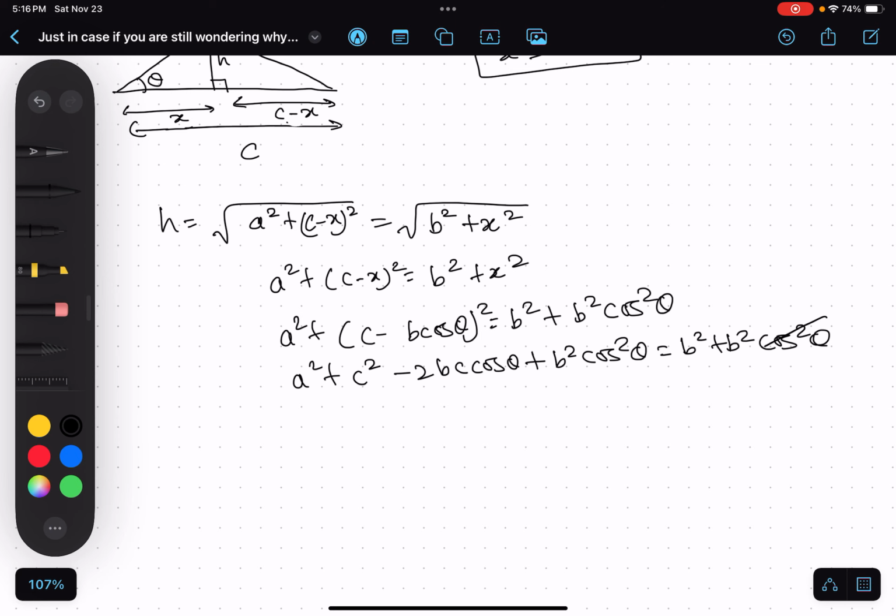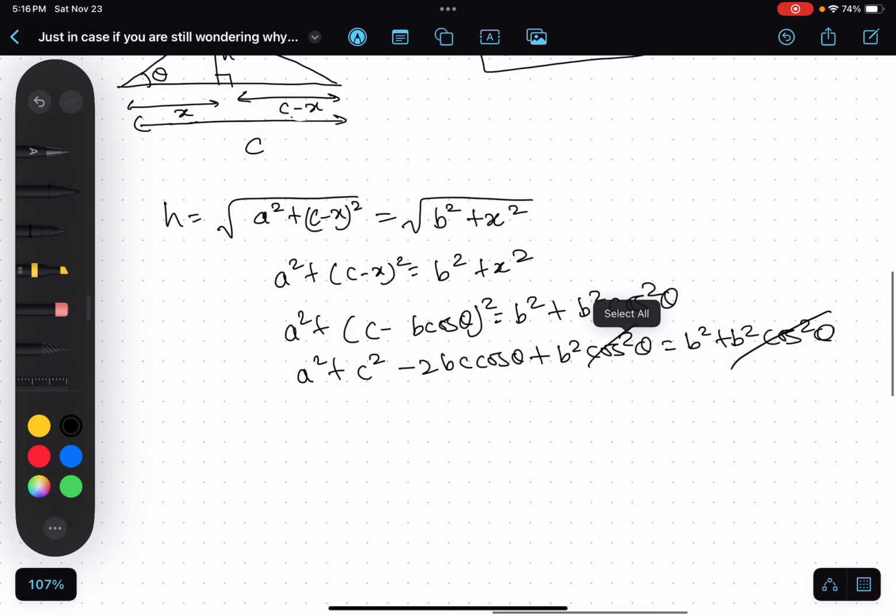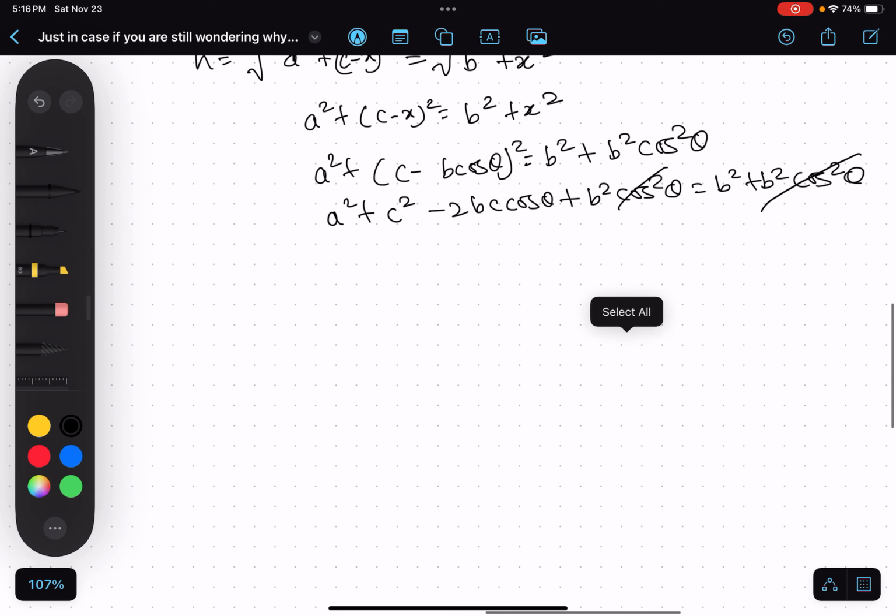Now this cancels out, so I have... did I get the required expression? I think I got something different. I got b square is equal to a square plus c square minus 2bc cos theta. How can that happen? Wait, let me see.